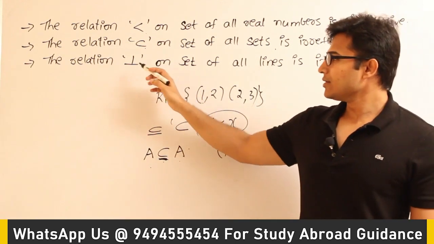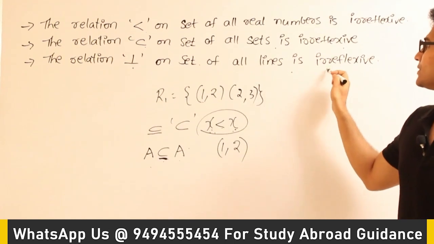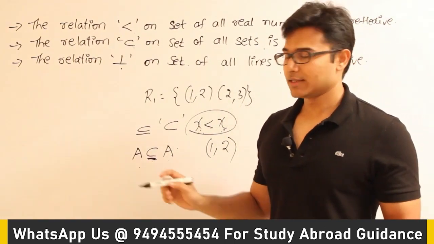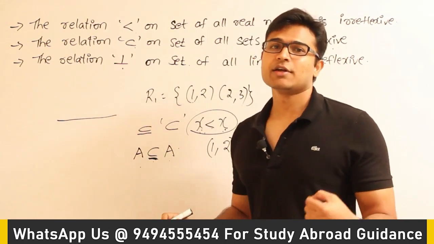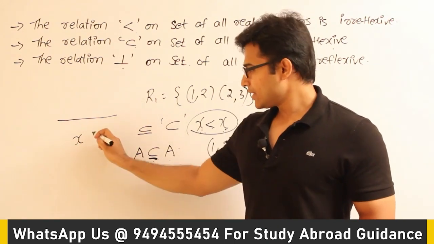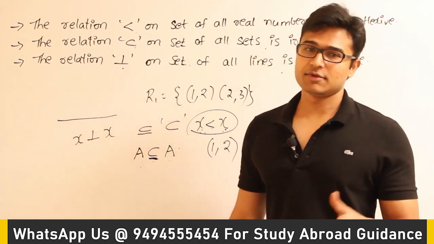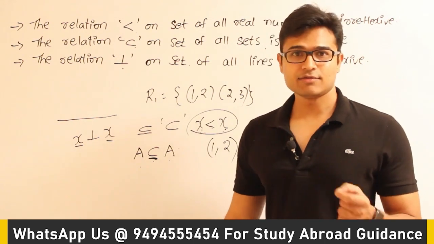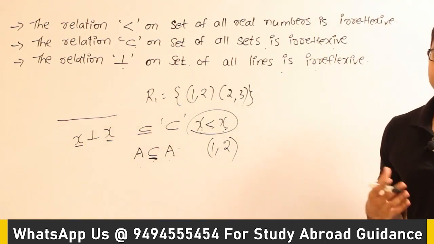Now the relation perpendicular to on the set of all lines is irreflexive. Why? If you have a line x, a line cannot be perpendicular to itself. A line x cannot be perpendicular to the line x. It will be parallel to line x, it will not be perpendicular. Therefore two elements of type (x, x) will never belong to this relation. So like that you have to analyze the questions.